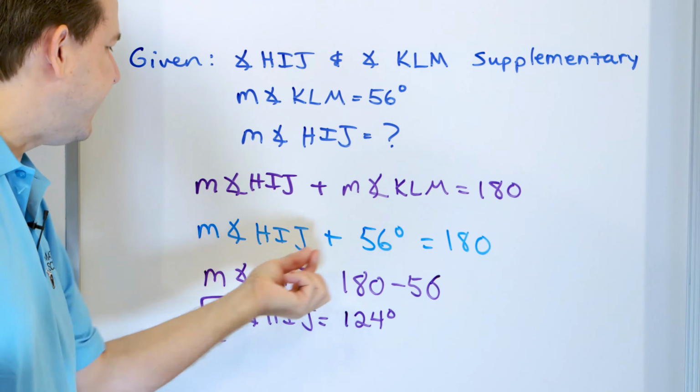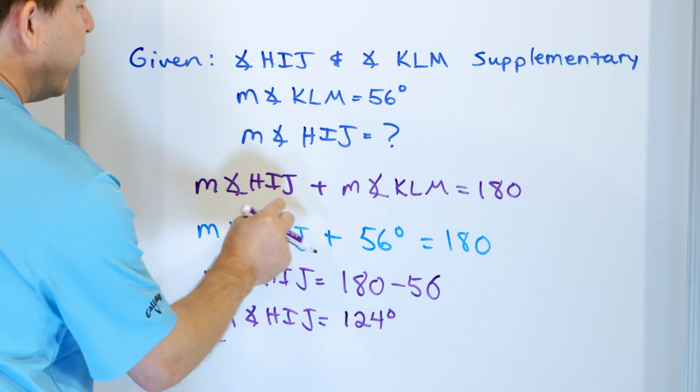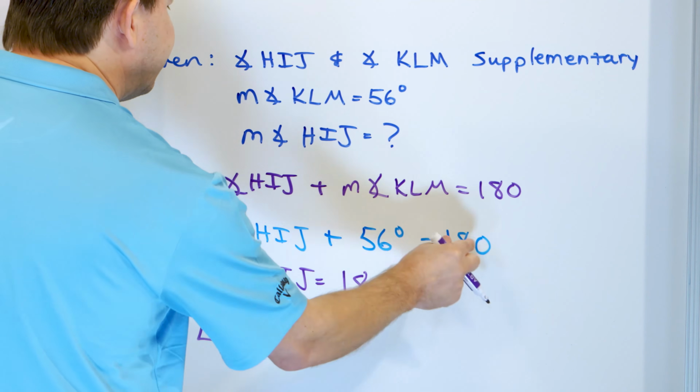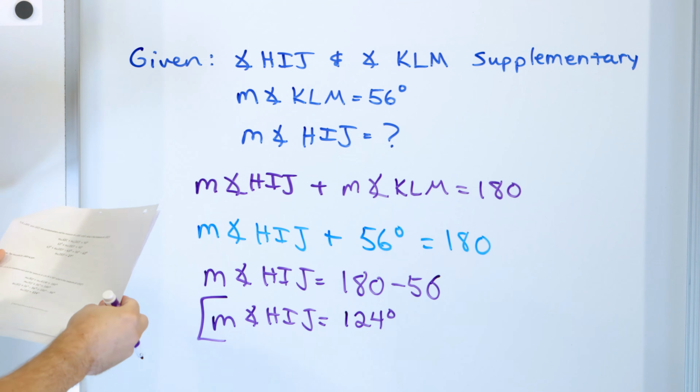I write it kind of as an equation here to also get you practice with solving equations. So some unknown angle plus 56 is this. Subtract 56 from both sides so it disappears. Now we do the subtraction. We get 124 degrees for our answer.